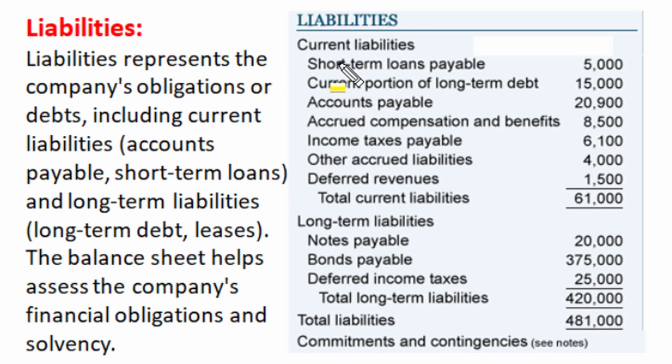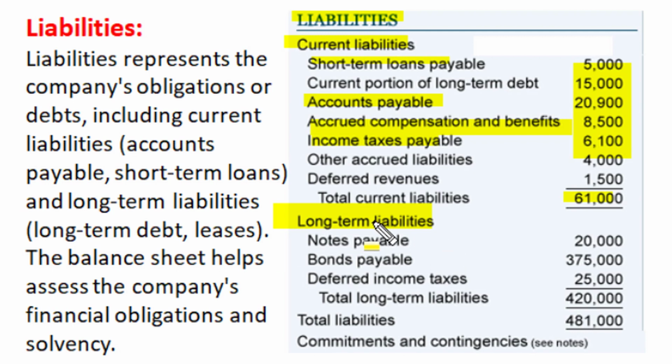Now this asset section of the balance sheet shows the company's different investments and its ability to generate future economic benefits. The top right part of the balance sheet indicates liabilities. Liabilities represent the company's obligations or debts that include both current liabilities and long-term liabilities. Current liabilities include short-term loans or other amounts of accounts payable. This also includes accrued compensation and benefits on the project, income tax that is required to be paid, and other accrued liabilities or deferred revenues, which make the sum total of current liabilities.